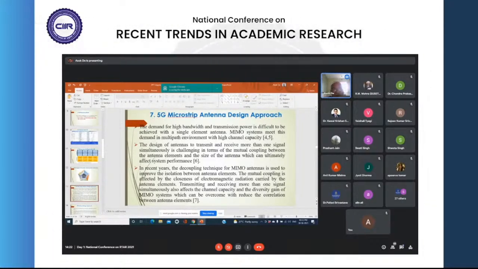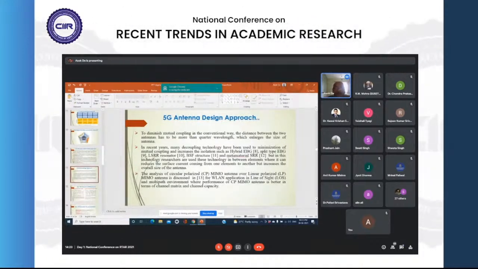The mutual coupling is affected by the closeness of the electromagnetic radiation radiated by antenna elements. Transmitting and receiving more than one signal simultaneously also affects the channel capacity and diversity gain of the MIMO system, which can be overcome by reducing the correlation between the antenna elements. So for MIMO design, the correlation and the diversity gain are very important parameters to be considered for MIMO antenna design. To diminish mutual coupling in a conventional way, the distance between two antennas has to be more than a quarter wavelength, which enlarges the size of the total antenna.